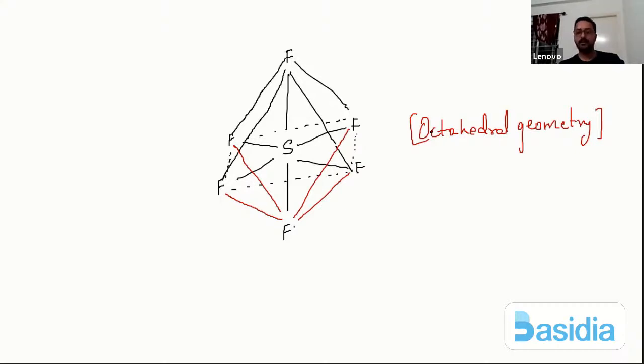Once we are done with this octahedral structure, let us now try to understand what the bond angle in it is. The next thing is the bond angle. I'll give you exactly 40 seconds. Try to understand what the bond angle is, and your time starts now.